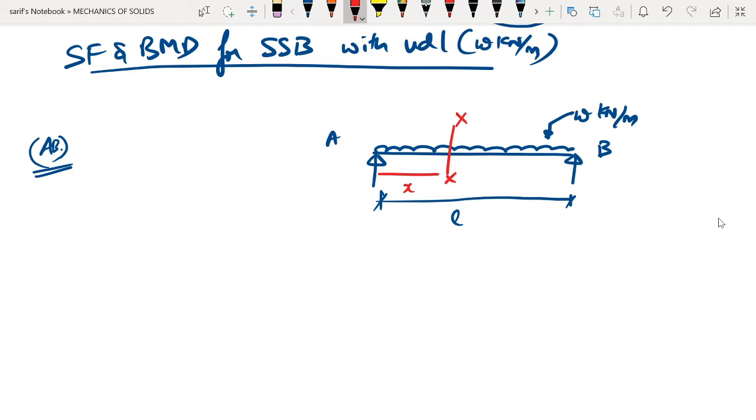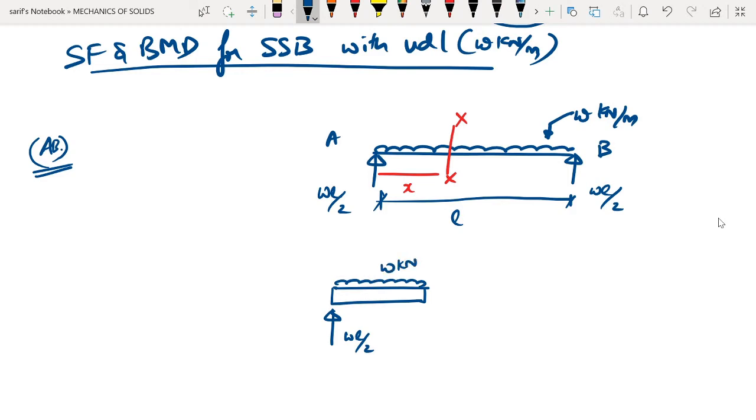And now what we need to do is we can consider the free body diagram either to the left of A or to the right of A. So what we will do is let us consider the free body diagram of the region to the left of A. So as you know, the reactions here will be WL by 2. The total load is W and will be divided equally on both sides. So this will be WL by 2, and the load here would be W kilonewton per meter, and this distance would be X.